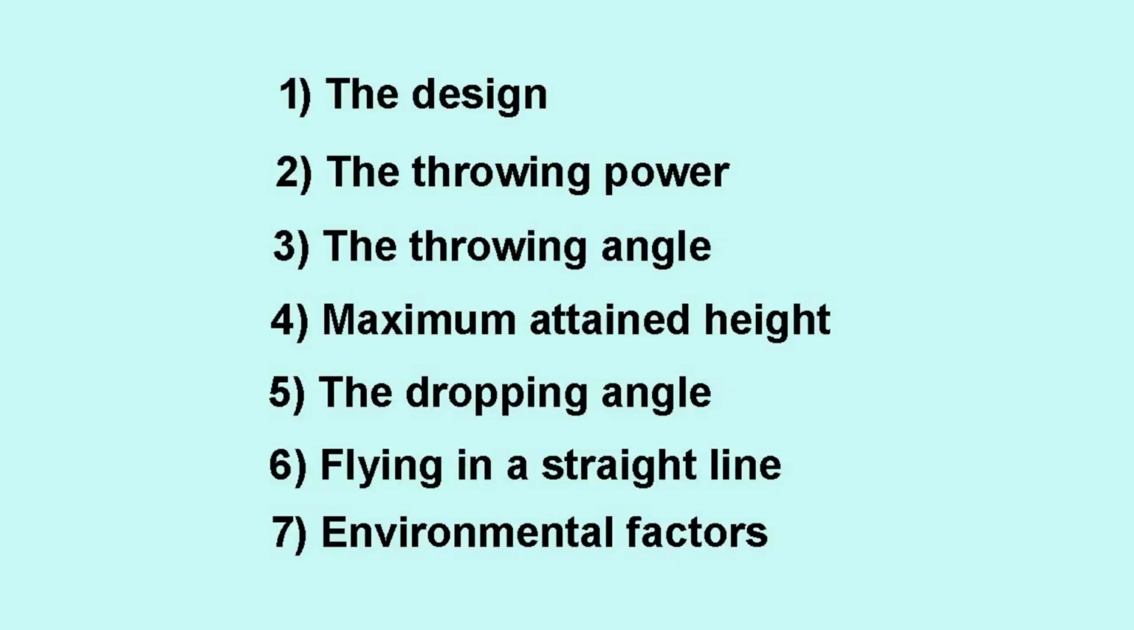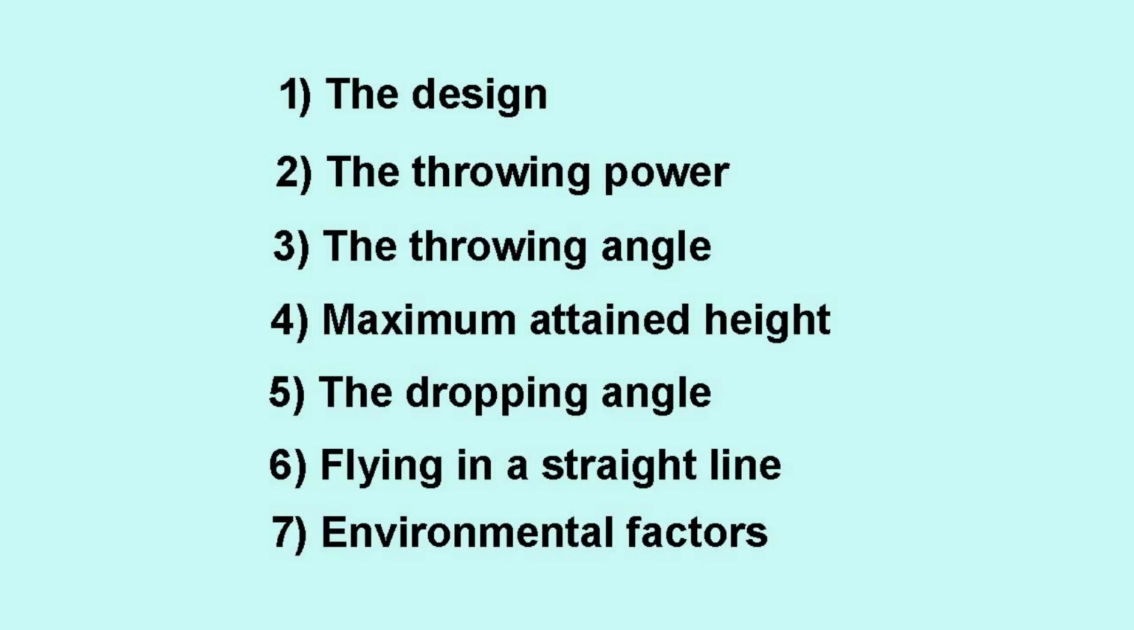We want to know which airplane design can fly farther. The flight distance of a paper plane depends on the following factors. 1. The design. We assume we're comparing planes built with the same materials, using the same size and weight of paper. 2. The thrust, the power with which we throw the plane. 3. The throwing angle, the starting lift for the plane. 4. Maximum attained height, the drag that depends on the thrust and the design. 5. Dropping angle, the glide ratio after attaining maximum height.